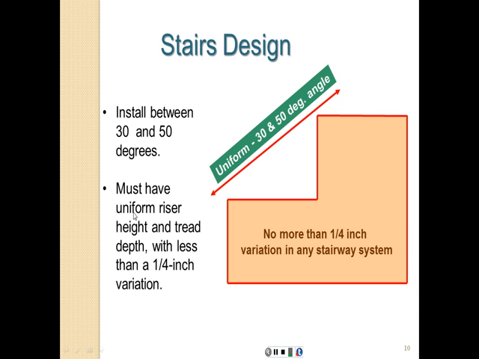And they must have a uniform riser height and tread depth with less than 1/4 of an inch variation. So the 1/4 of an inch here, this is the maximum variation between the heights of the different risers or the depths of the different treads. If you have more than 1/4 of an inch, that definitely causes some hazards and causes people to trip and fall.